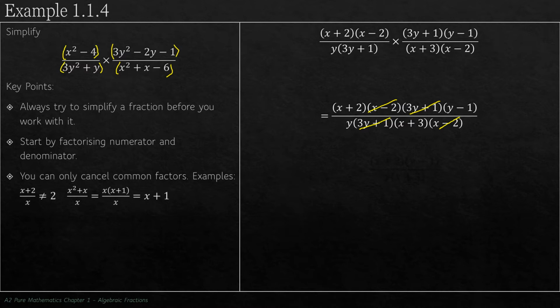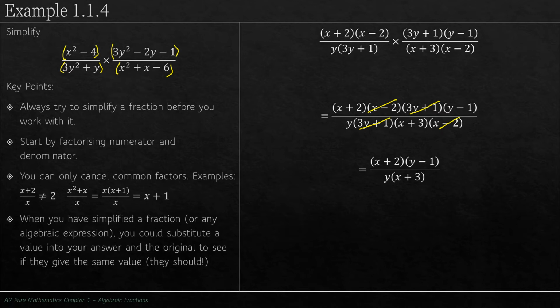So you can only cancel common factors, so we can't cancel those x's, but here we can factorise and these x's can cancel to leave me with x plus 1. And there we have it, and that's the end of that question. So there's nothing left to simplify there, and then you would use that fraction in the rest of the question, depending on what the topic was looking for.